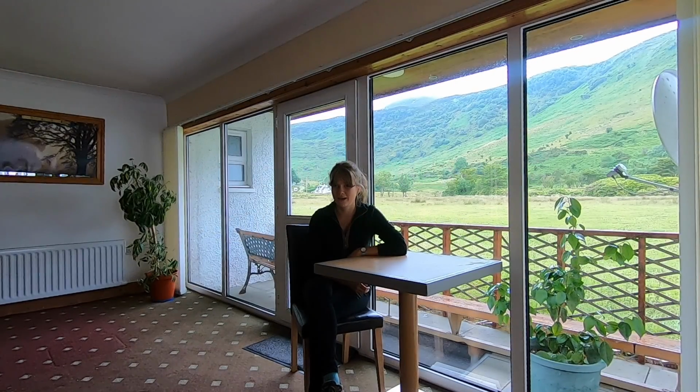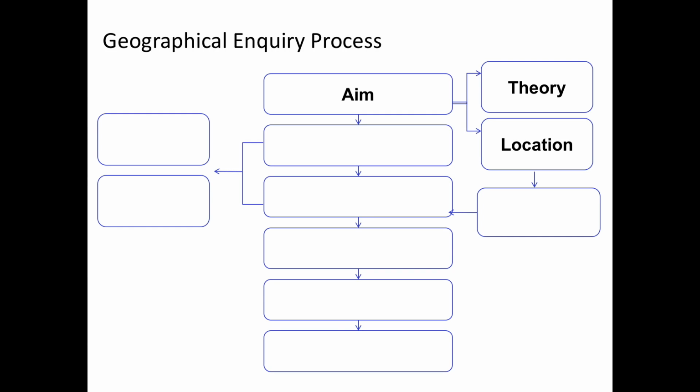Our geographical inquiry is a step-by-step template that we use for carrying out investigations. So we will start by having an aim, and that is what we intend to achieve with our investigation. Then we need to be considering our theory and our literature. So from that we'll know what we are expecting to find out or what we're maybe looking to challenge.